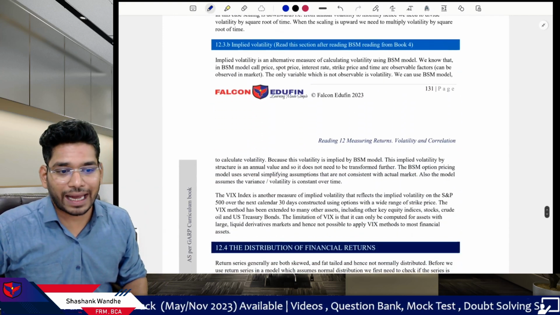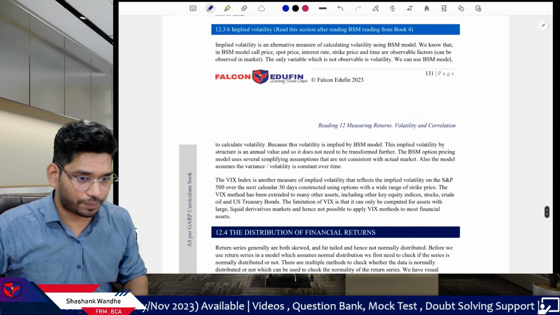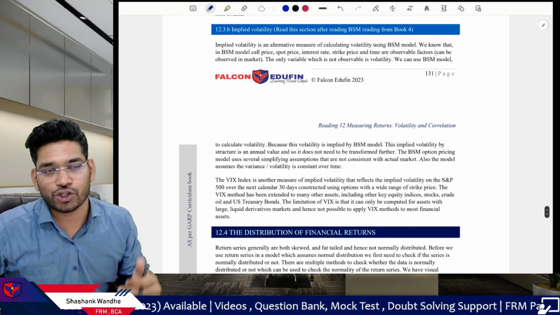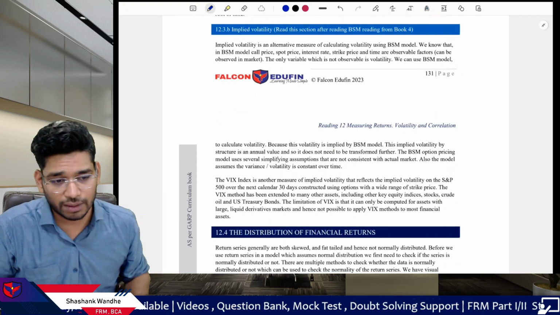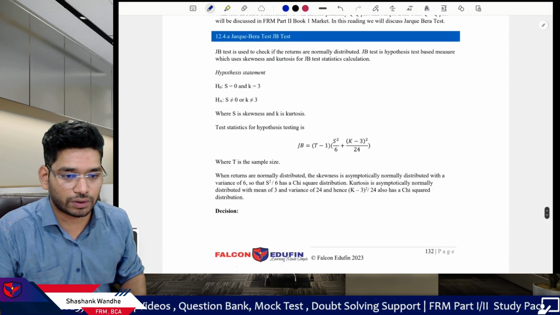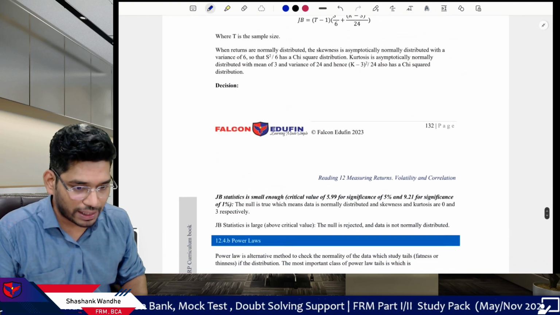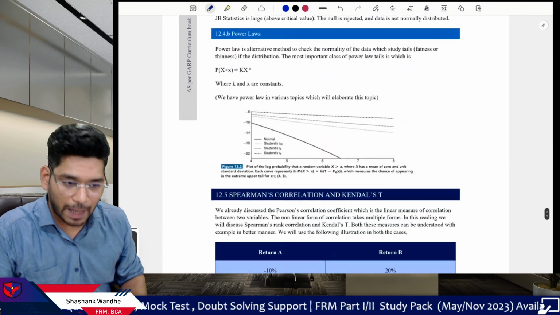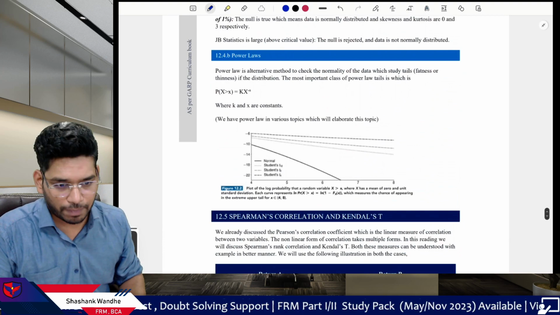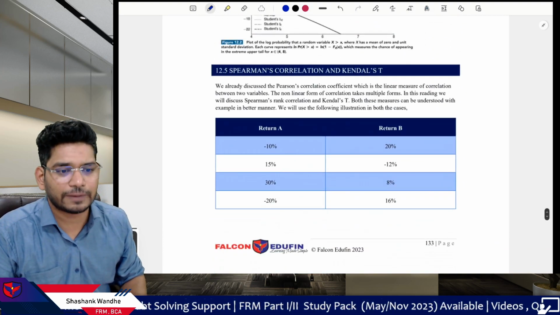Then we have the implied volatility. You have to read this particular section with the Black-Scholes-Merton model, the second last topic of your curriculum. So you can skip it for now. Then the JB test, very simple test, very simple to understand. Then we have power laws, also very simple to understand.